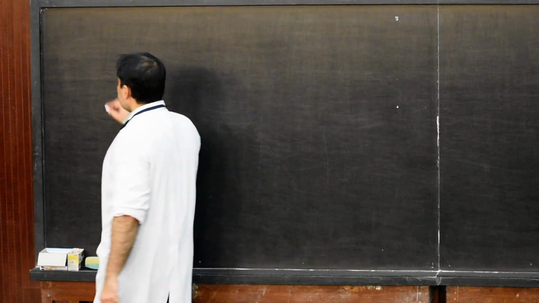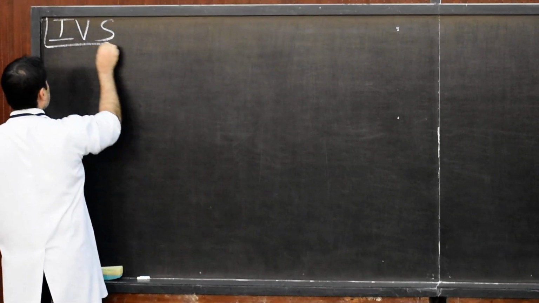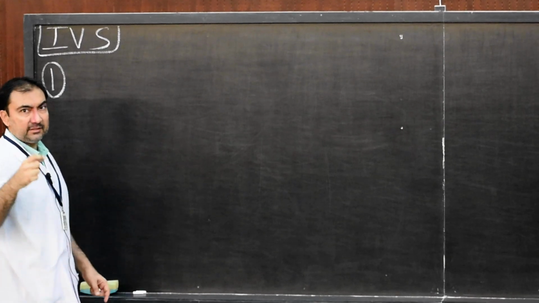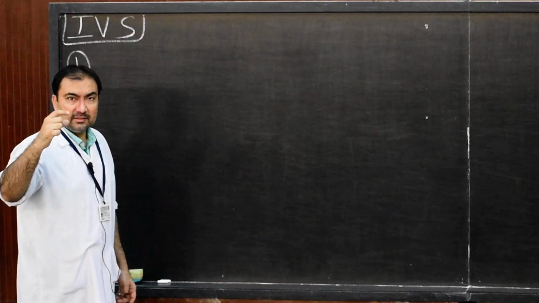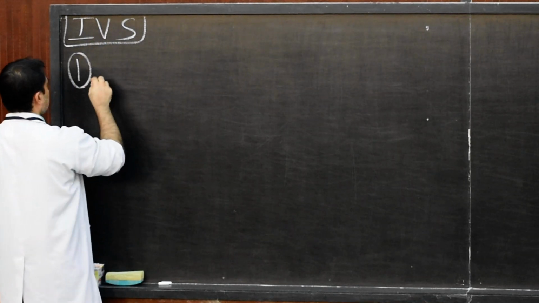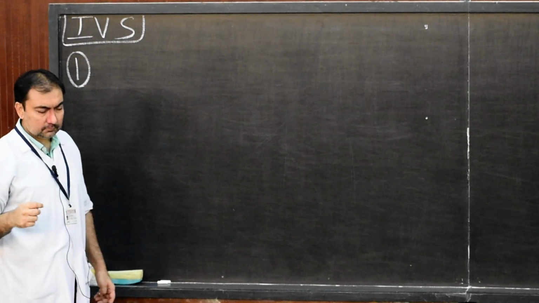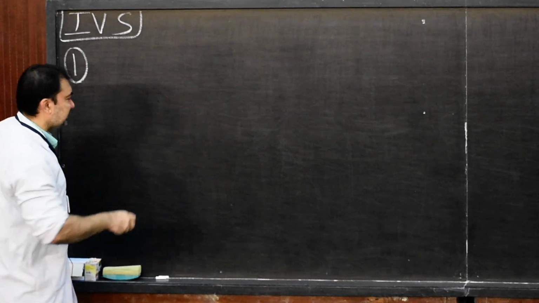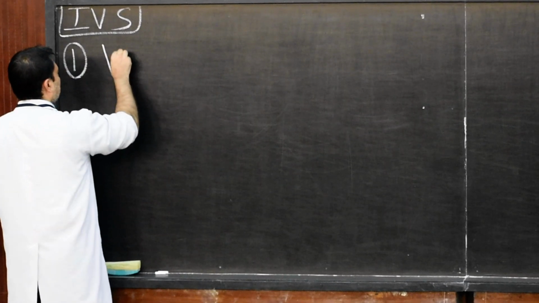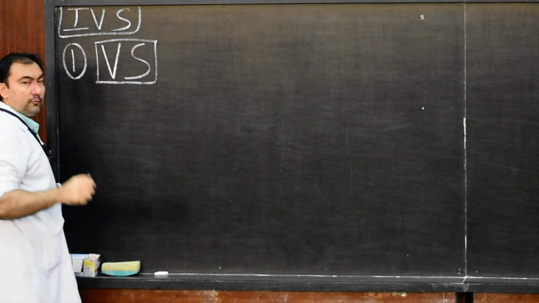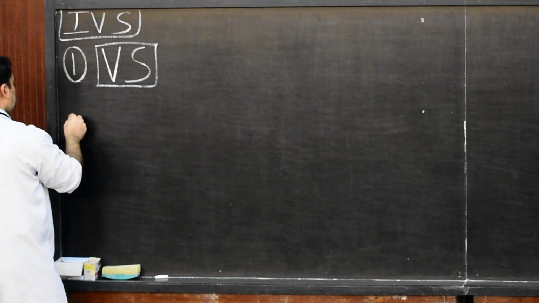So in the development of interventricular septum, there will be 3 points. And based on these 3 points only, it is a very short discussion. We will complete the interventricular septum. The first structure that will help in development of interventricular septum will be the ventricular septum. So this is the first point, ventricular septum that will develop.